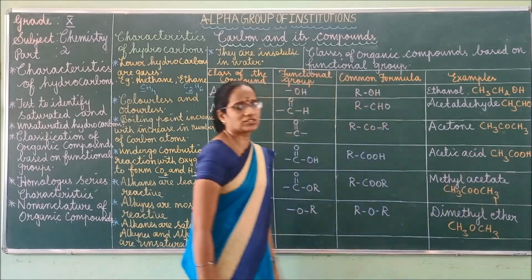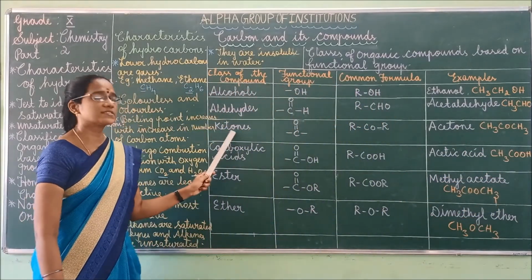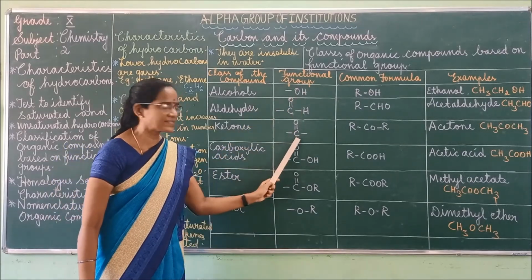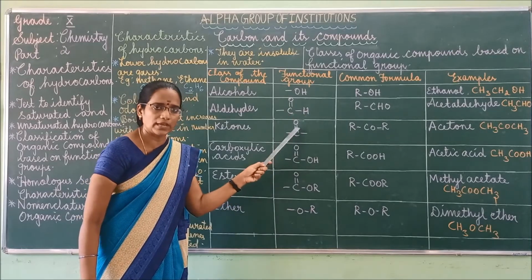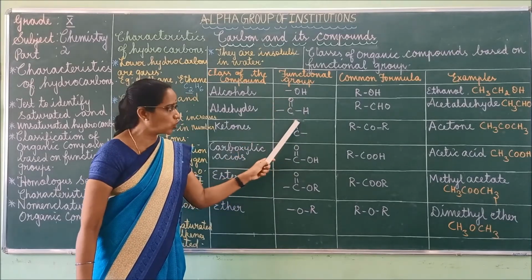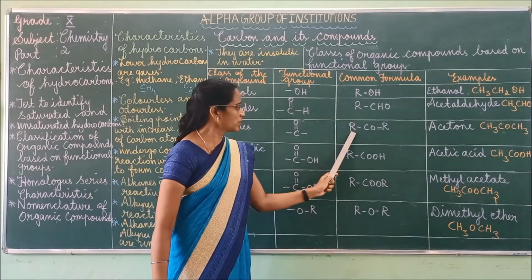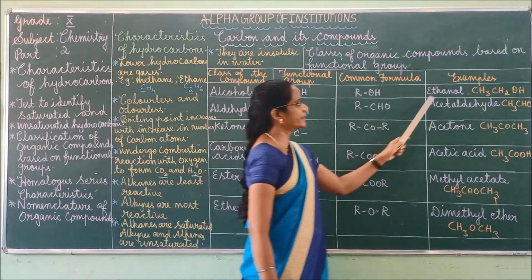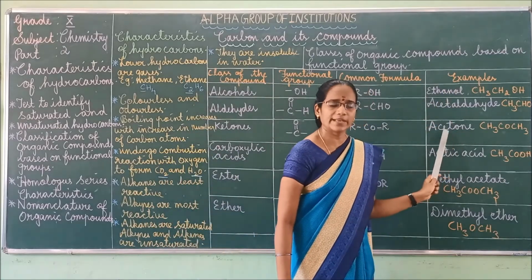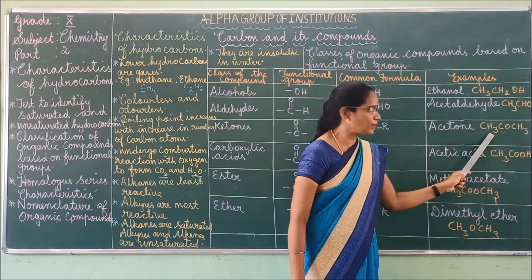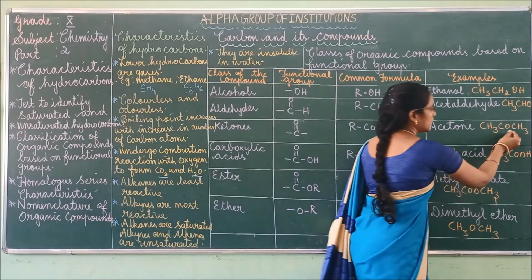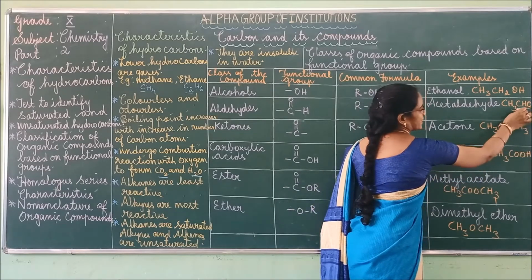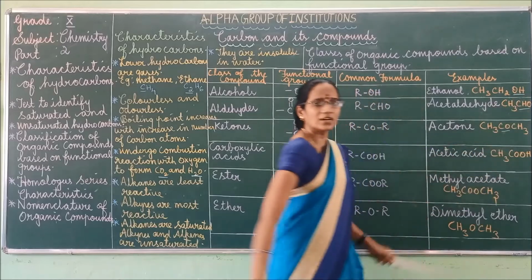Third one is ketones. Its functional group is C=O, where a double bond will come here. The common formula is RCOR, and its example is acetone. Its formula is CH3COCH3. What is coming here? The functional group is coming, isn't it? Here CHO is the functional group. Here OH is the functional group.